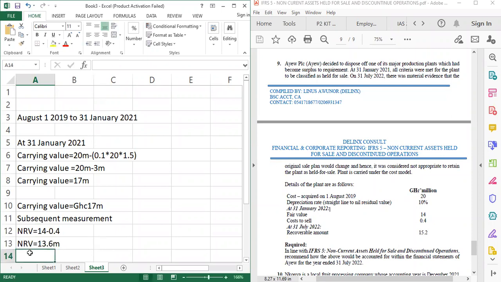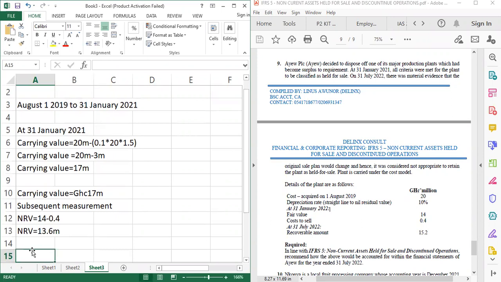If you compare this with the carrying value, we don't depreciate an asset held for sale because we are not using it. So the carrying value as at this day will still be 17 million. If there's additional fair value, revalue the assets. If the fair value is lower than the carrying value, it means that there is impairment again. Then you recognize the impairment. So we have a carrying value of 17 million, and we now have a net realizable value of what? 13.6. So we now classify the asset at the lowest, which is 13.6. It means that we are going to have an impairment of what?